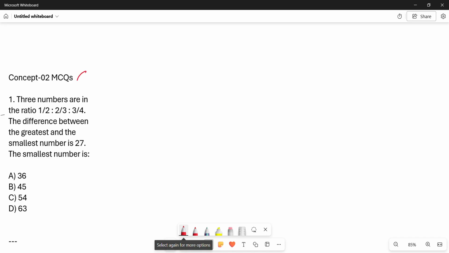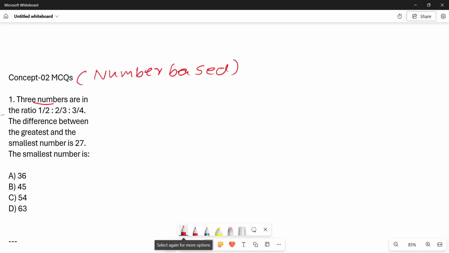This concept 2 is regarding number based ratio problems. Okay, number based ratio problems, most asked in competitive examinations. So first read the question.